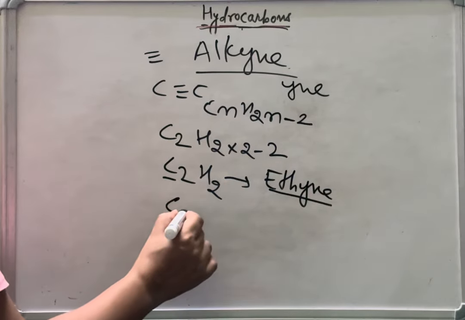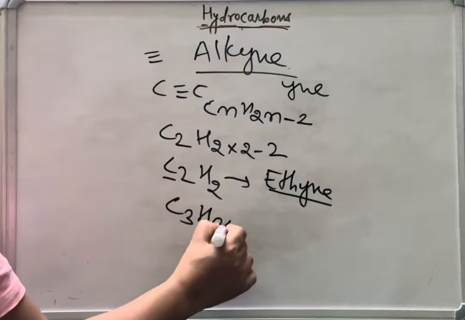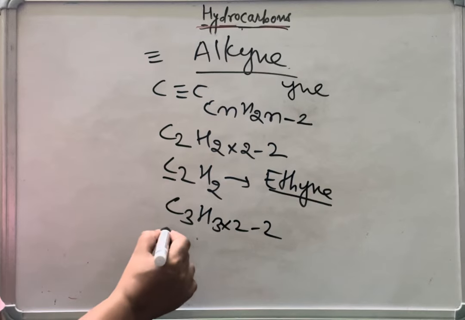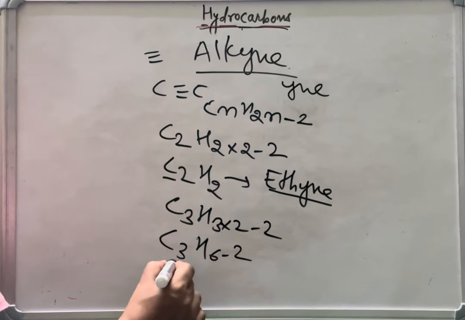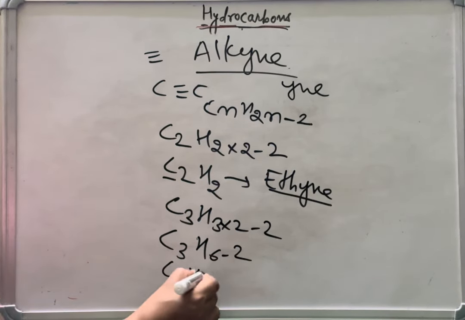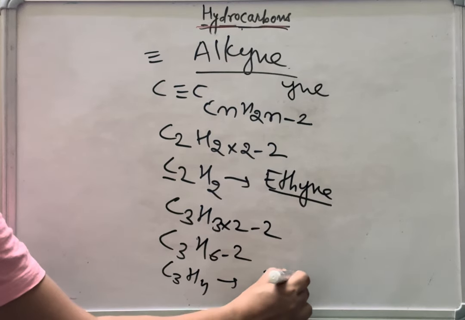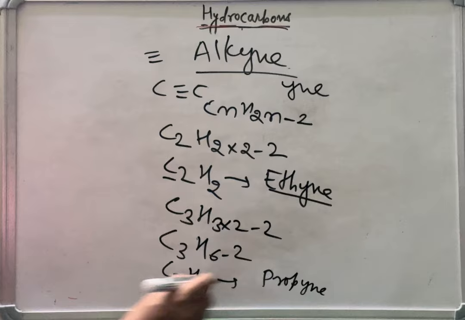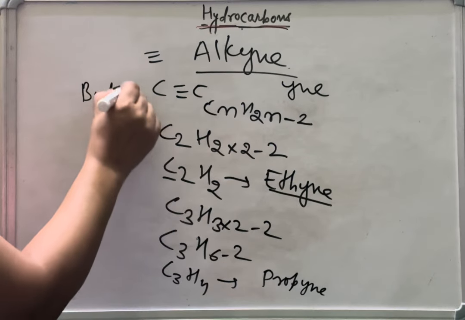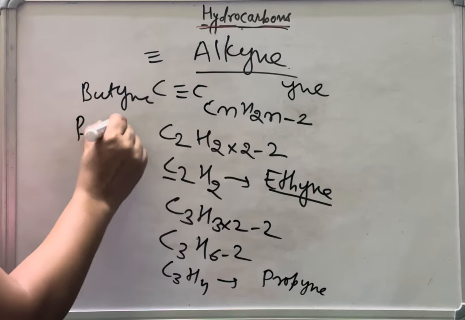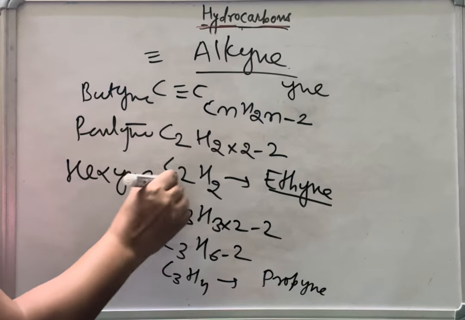Then next, C3, H is 3 multiplied by 2 minus 2, so it becomes 6 minus 2, C3H4. It is propyne. Like this, you need to go propyne, butyne, pentyne, hexyne, like this.